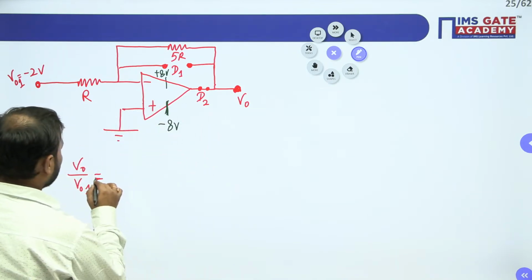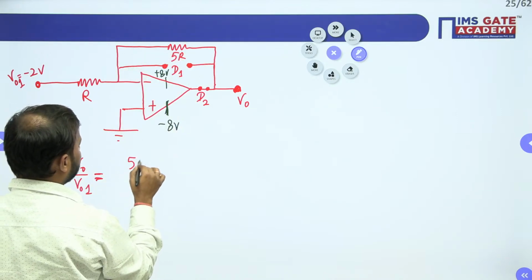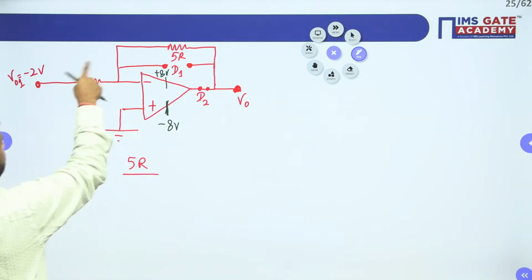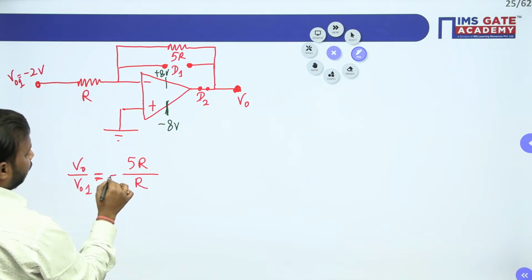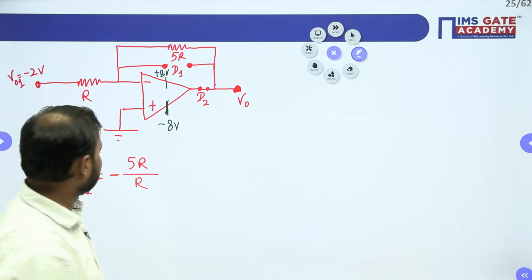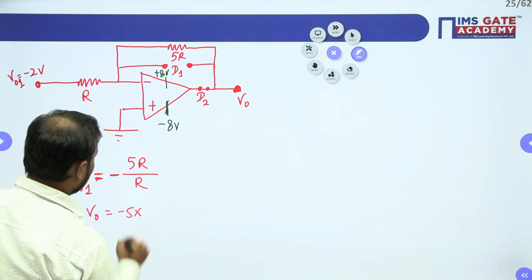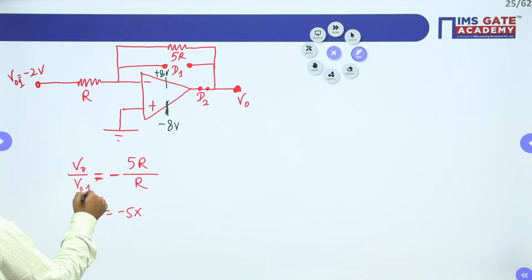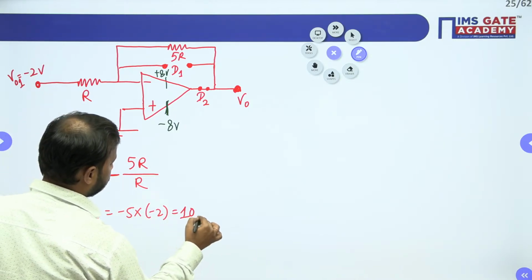V0 by V01 is equal to the feedback resistor, which is 5R, and the forward path resistor R, with a negative sign because this is an inverting op-amp. Am I clear? So when you solve this, V0 will be equal to minus 5 into V01. V01 is minus 2, so this is equal to 10 volt.